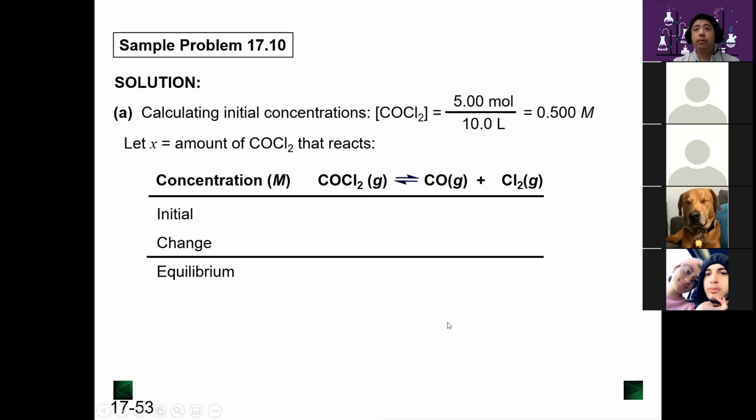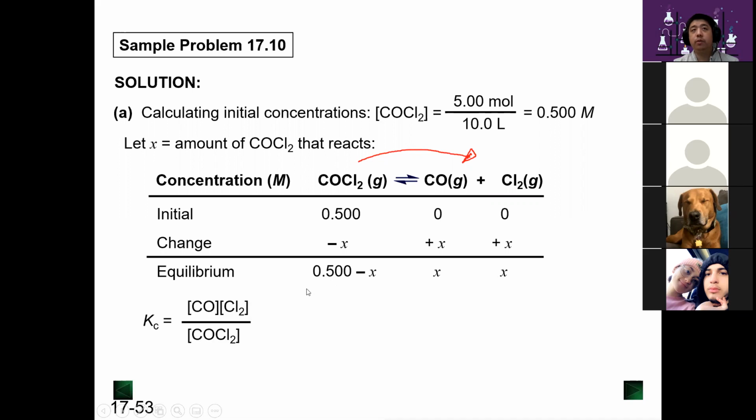I set up my ice table. If you look carefully, I only have COCl2 to begin, so I don't have any of these. I know I am shifting in this direction. With that said, it's a 1-to-1-to-1 ratio: minus x, plus x, plus x. Any questions getting up to here? Just this part. Okay, I'm assuming everyone is able to reach this part, or if you weren't previously, now you are. Once we get to here, let's plug this into our equilibrium expression.